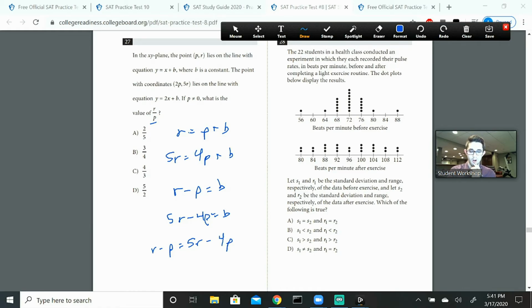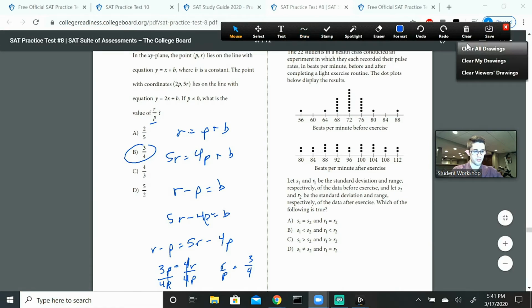And now we need to get r over p. So if we get them on opposite sides, we should be able to divide by p and get that expression that we're looking for. So subtract r from the left, add 4p to the right. So 3p equals 4r. And now if we divide both sides by p and both sides by 4, we can see that we get r over p equals 3 over 4.